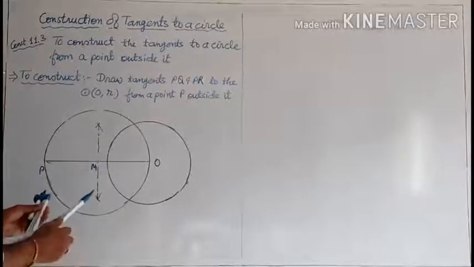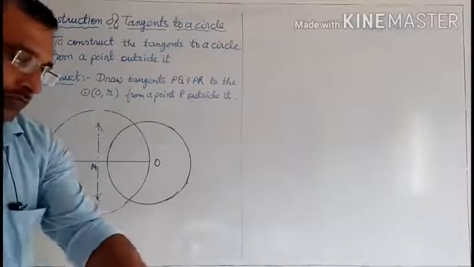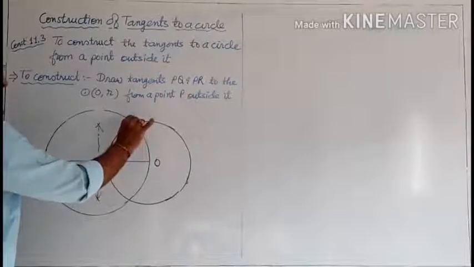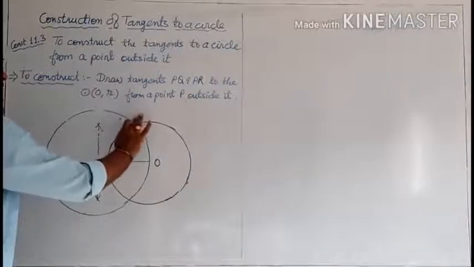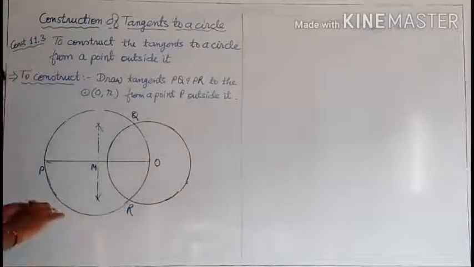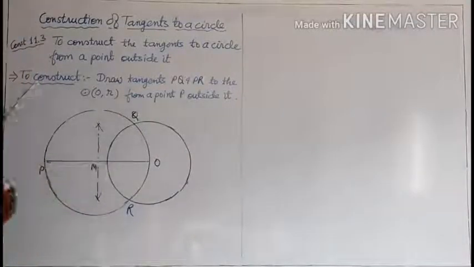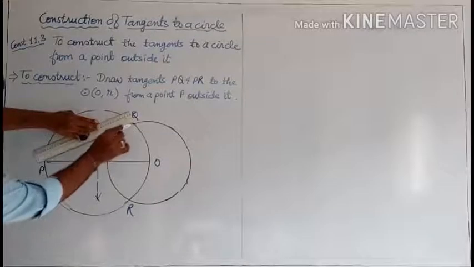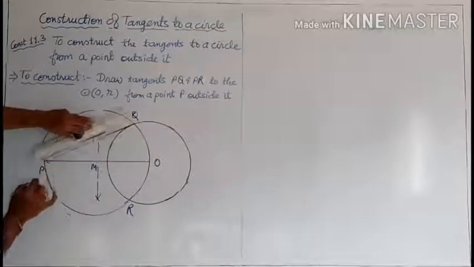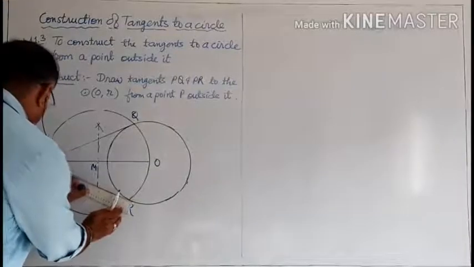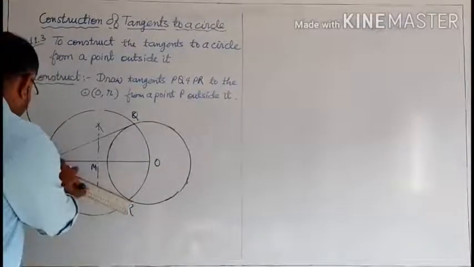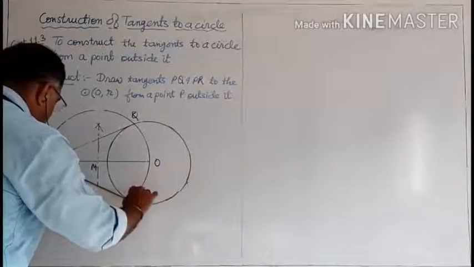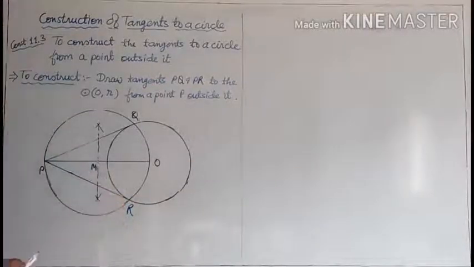Here the circle is drawn with center M and the radius equal to OM or PM, which intersects the circle at Q and R. Now join PQ and PR, and thus PQ and PR are the required tangents to the circle.